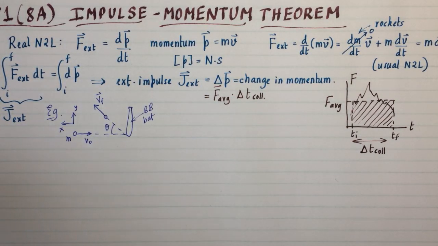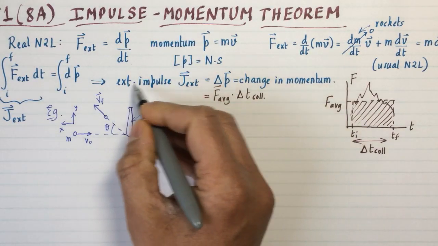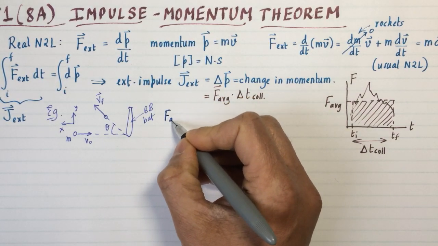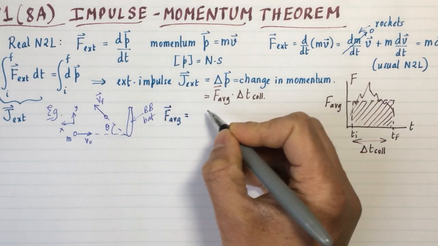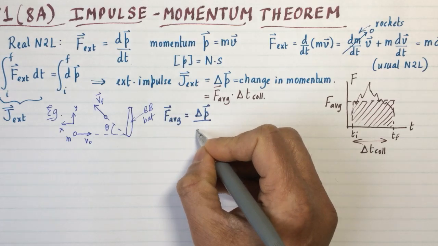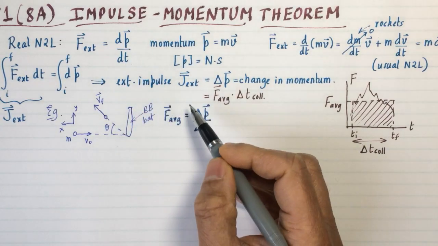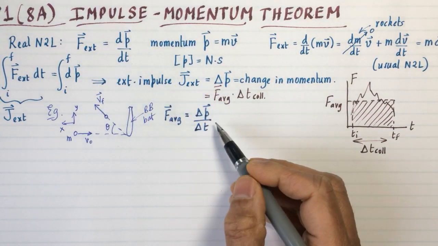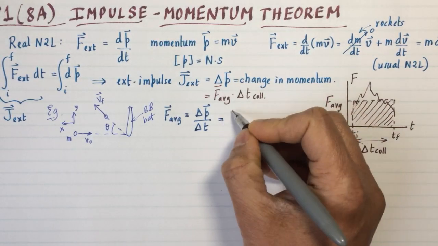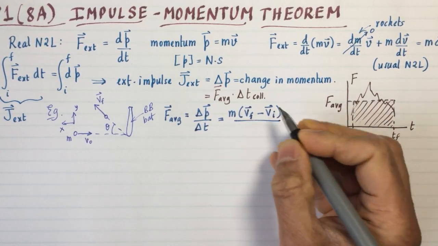And I'm going to find out the average force in this problem. So using the definition, or using the real Newton's second law and the impulse momentum theorem, we can write F average is going to be the rate of change of the change in momentum over the change in time. So you can see it's almost like the calculus approximation of dF_x equals dp by dt, except it's written in terms of averages. So that's going to be mass times the final velocity minus the initial velocity divided by delta t collision.